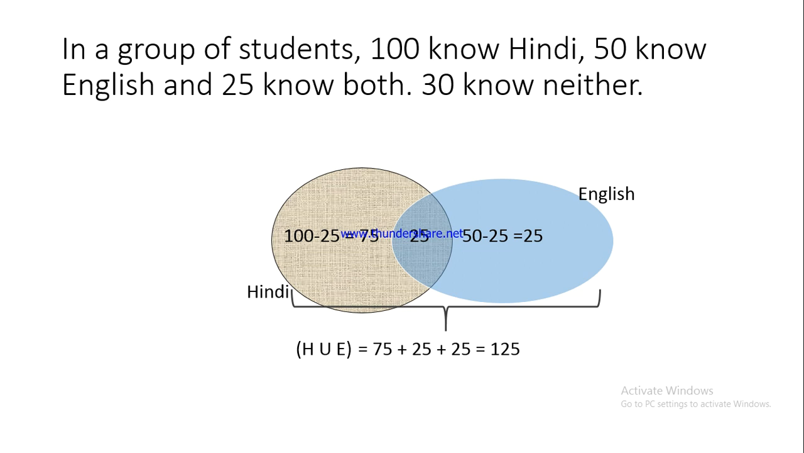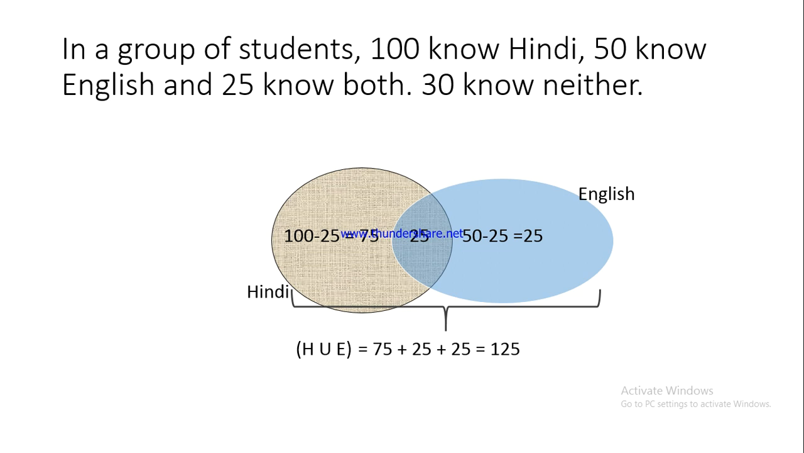And we had seen earlier also that intersection means and. So when something is available in both the sets, then it is denoted by intersection, right? While either or means either present in one set or present in the other set or present in both the sets, and then it is denoted by union, H union E. So the value of H union E here becomes 125.